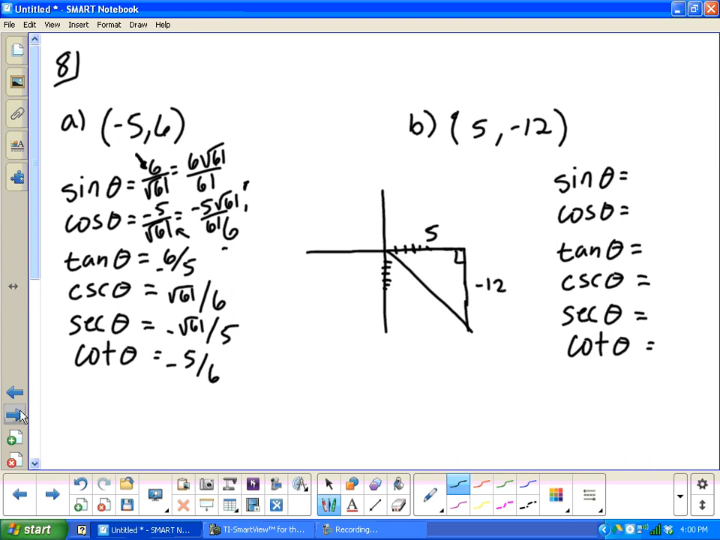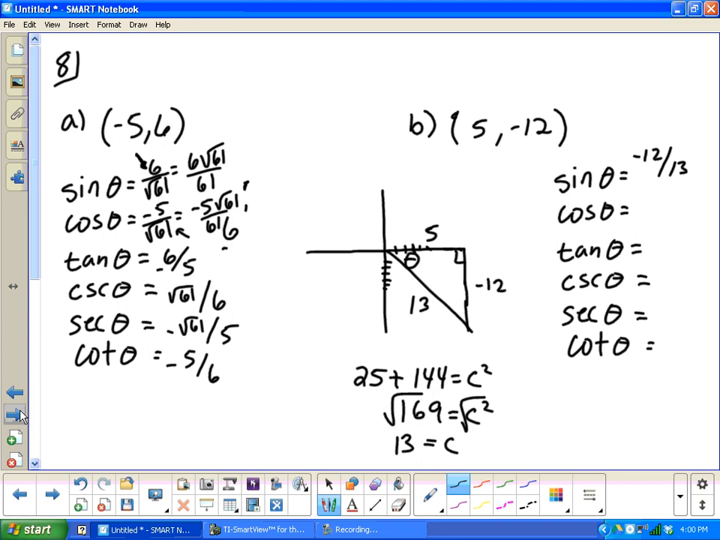And so now we can use my Pythagorean theorem to find the hypotenuse. So 5 squared, 25, plus 12 squared, which is 144, equals c squared. So that's going to give me 169. And this works out pretty good to give me a nice number like 13. Okay. Now, from our angle theta here, which is formed at the origin, the sine would be the opposite over the hypotenuse. So that would be negative 12 over 13. Cosine is adjacent over hypotenuse, so 5 over 13. Tangent of theta is opposite over adjacent, so that would be negative 12 over 5.